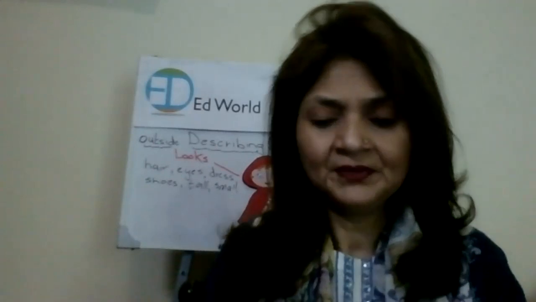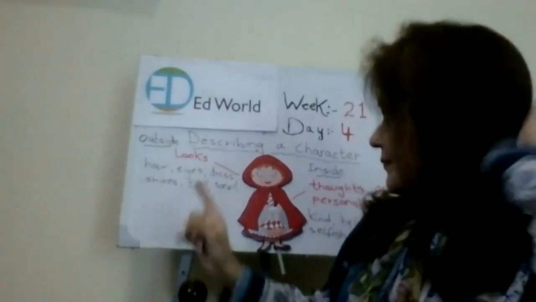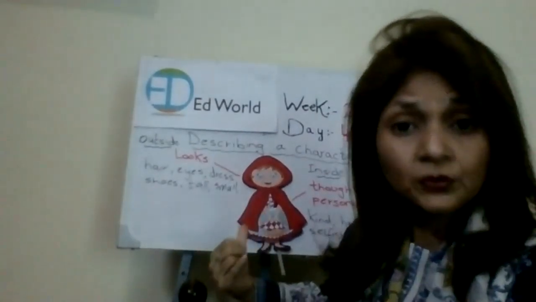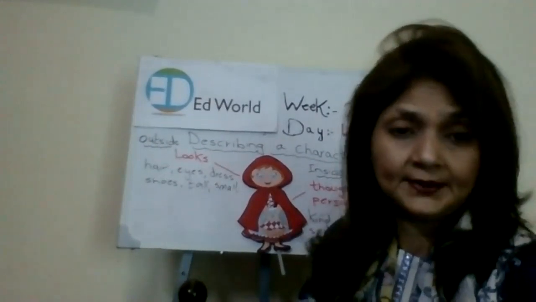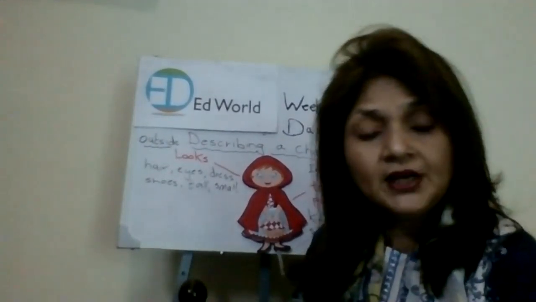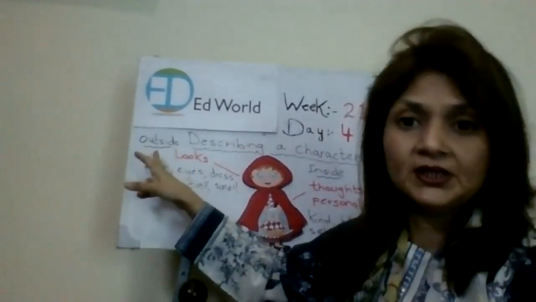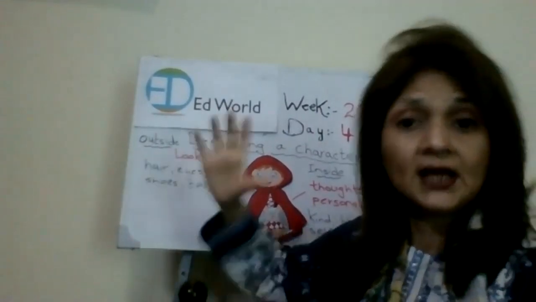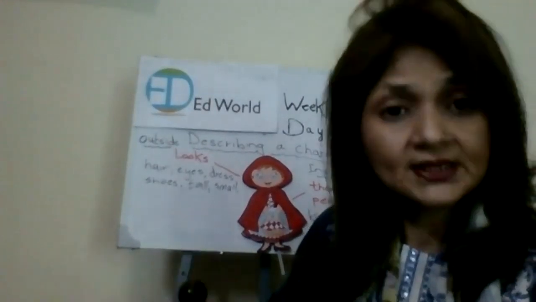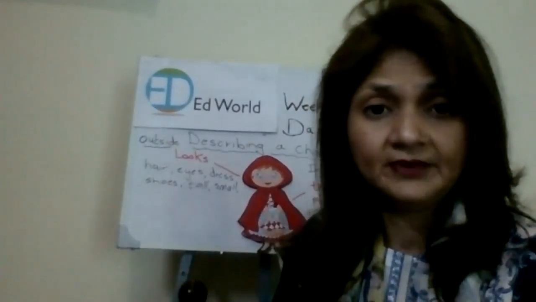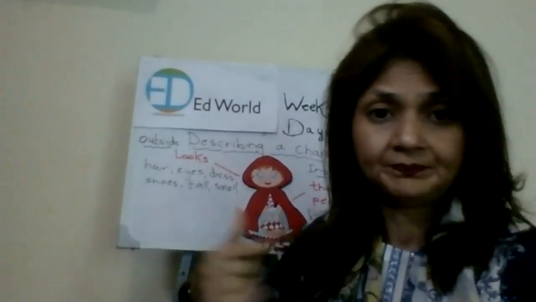Do you understand? Now, you can see over here on my board, I have pasted a picture of Red Riding Hood. This is how Red Riding Hood looks like. And when we are describing, first we are going to see the outside part. How does Red Riding Hood look like from outside, right? And then the inside.